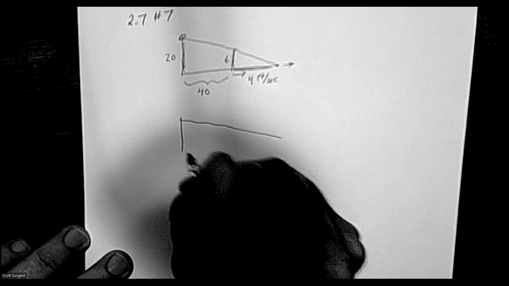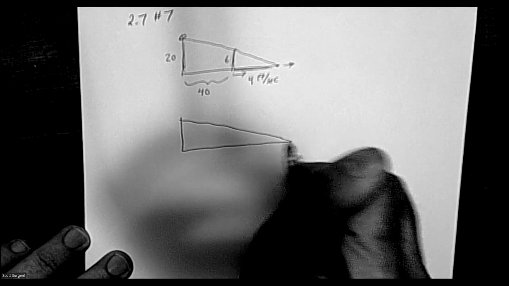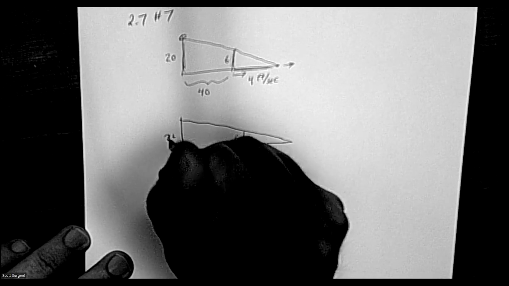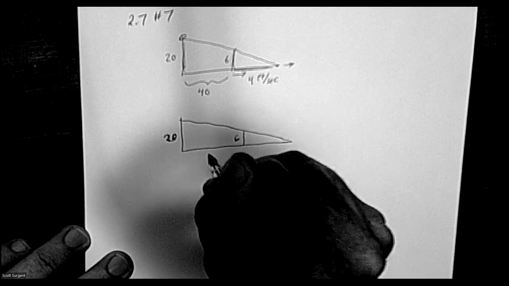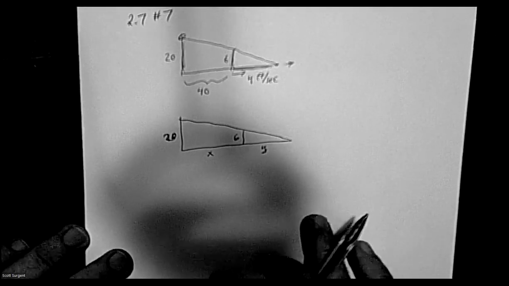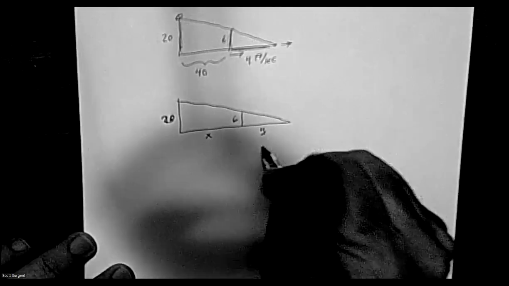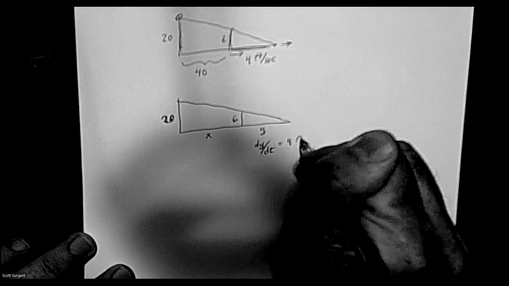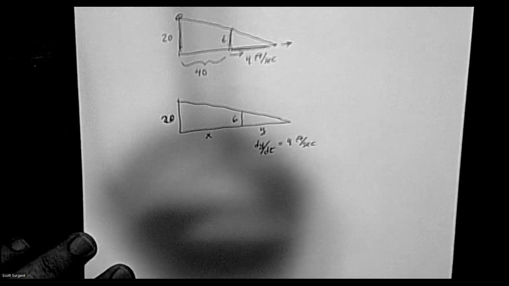And again, this is one of those questions where there's a few ways to do it. A lot of it just relies on geometry. We have 6 and 20. I'll call this one x and this one y. In this case, dy/dt is 4 feet per second.